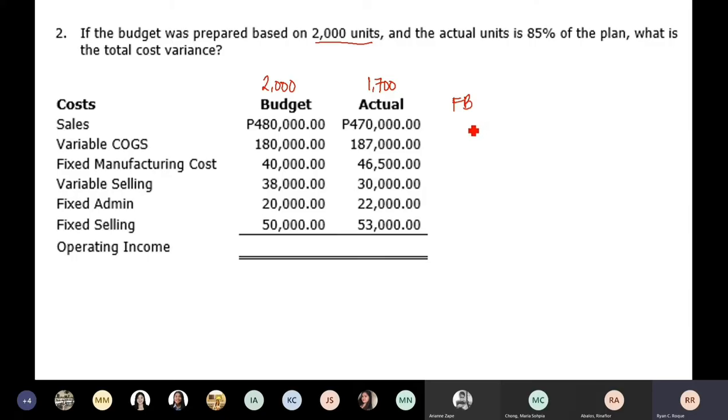Magkano ang sales natin in problem number 2? So para makuha, 480,000 divided by 2,000, mumultiply natin ng 1.7. So, 480 divided by 2,000 times 1.7. So, the answer is 408,000. Or, pwede naman na dahil may percentage naman tayo dito, 480,000 times 85%. That is also 408,000. Okay. And then, the variable COGS. So, 180 divided by 2,000 times 1.7 or simply 180 times 0.85 and the answer is 100.